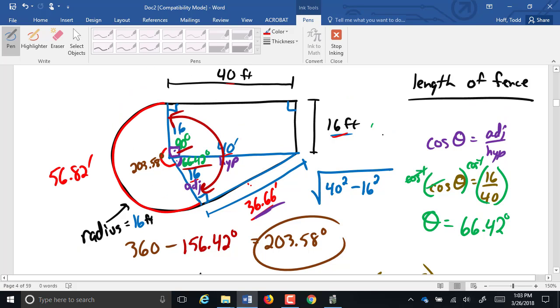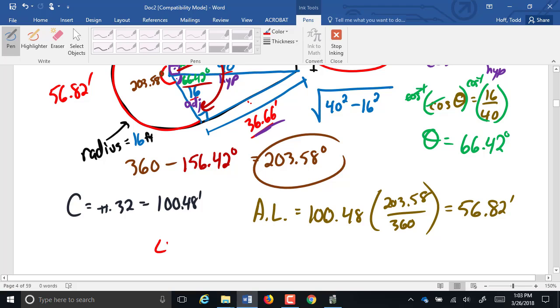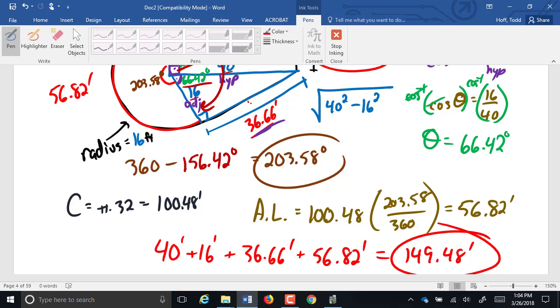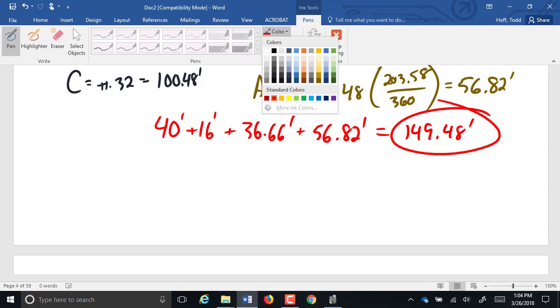So we have 56.82 feet. So we're going to add up here 40 plus 16 plus 36.66 feet plus 56.82 feet. So that's 56, 112, 142, 148, 149.48 feet, correct? What do you guys think? Good stuff?